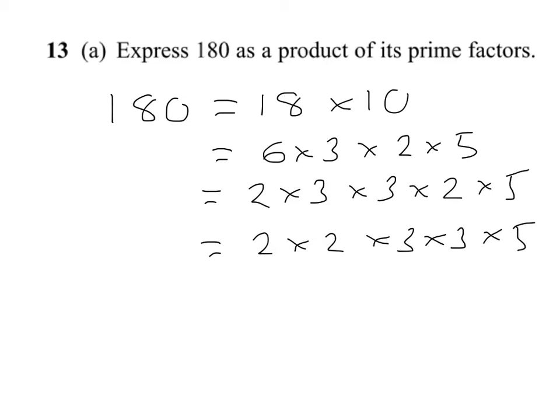There's no real requirement to do this last bit, but in some questions you might be asked to write it using indices. So if we did that, we'd end up with 2 squared times 3 squared times 5. But as I say, you've really done the job. At this stage, you've expressed it as a product of its prime factors.